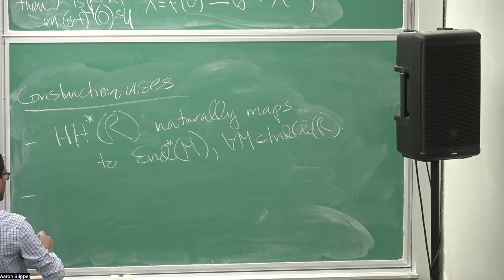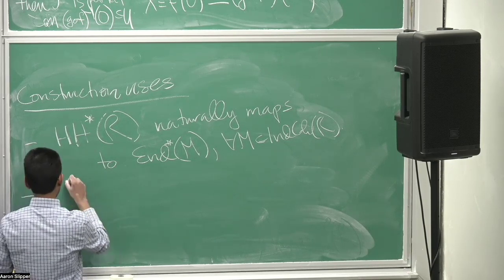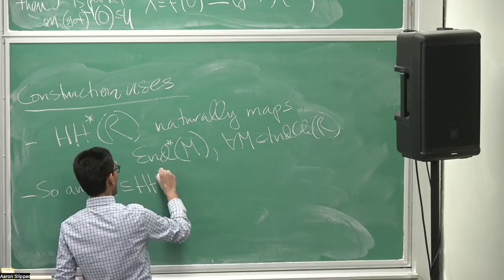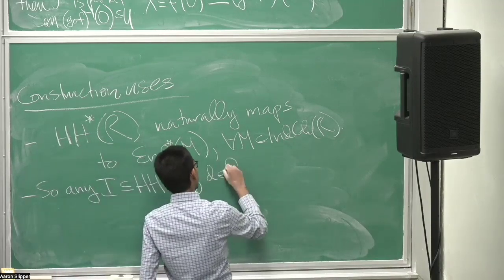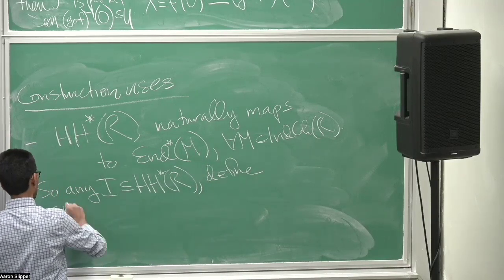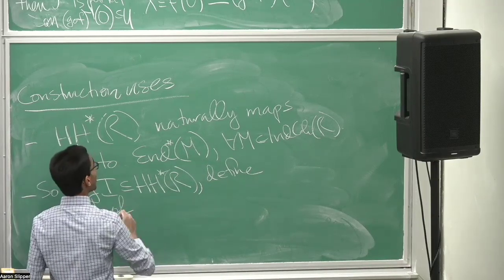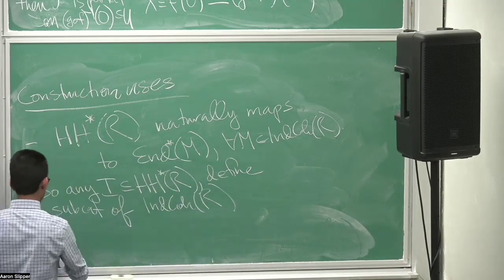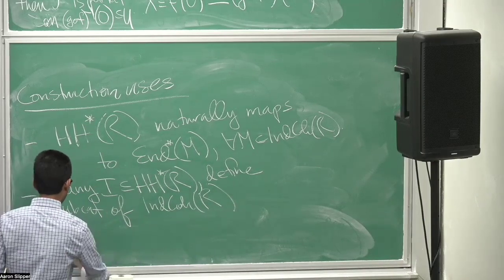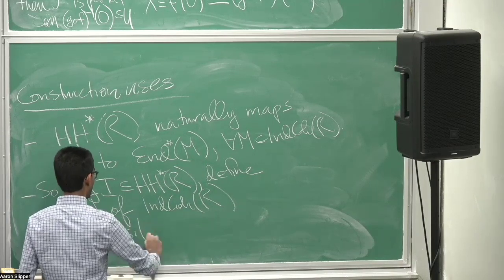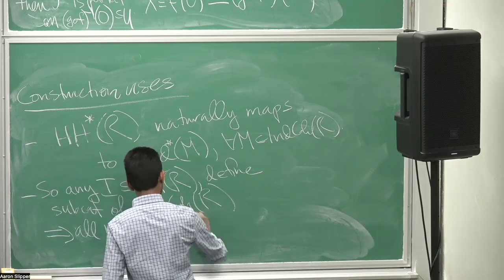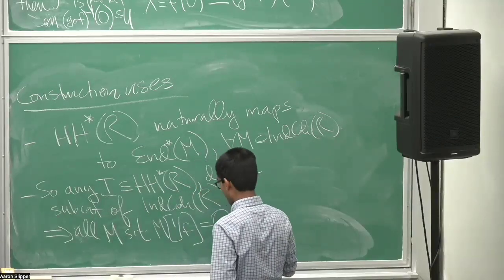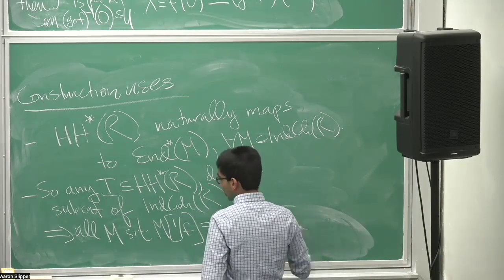Okay, so this is something that you have in general. For any homogeneous ideal in the Hochschild cohomology of R, you can define a subcategory of ind-coherent of R, and explicitly it's going to be those M such that M adjoin 1 over F, that is, if you look at any of these operators coming from the ideal and you invert them, you get 0. All of them. So this is something that you can do.